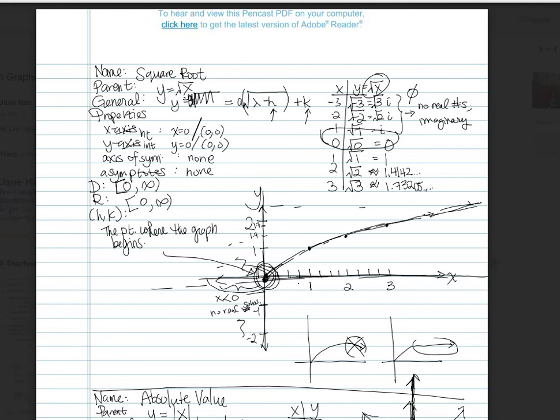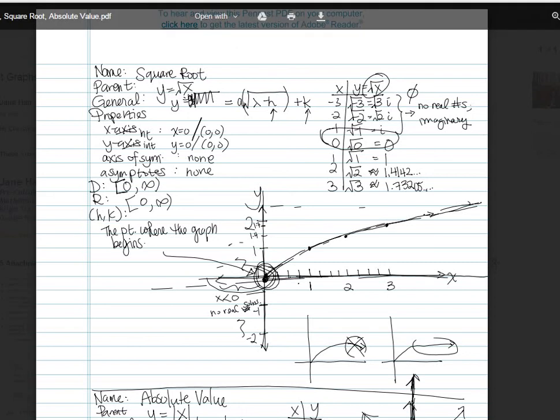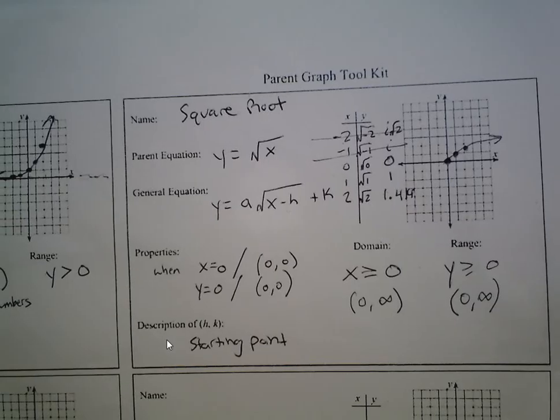The description of h, k. This h, k value will be our starting point. So that point tells us where we're starting our swoosh. So I'm just going to say starting point. And in this example, h and k were 0, hence why I started at 0, 0. So we're going to stop there, and you guys will have another video on a couple more parent graphs.